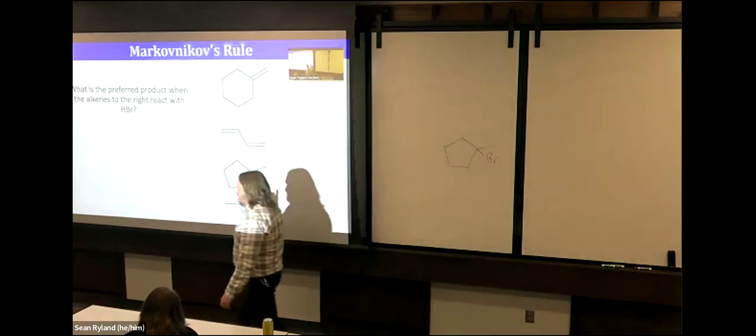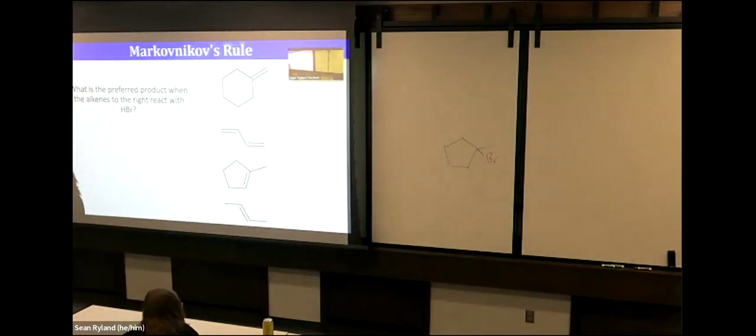And so this is just like Zaitsev's rule. Zaitsev's rule was the one that said when you do elimination reactions, you preferentially form the alkene that's more substituted. We have a similar rule called Markovnikov's rule. And I think I probably brought up that Zaitsev had an internal feud with an older grad student in his research group. That was Markovnikov.